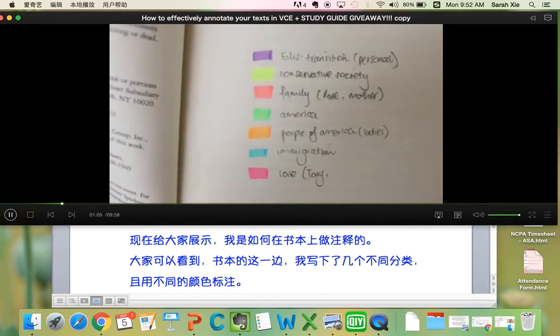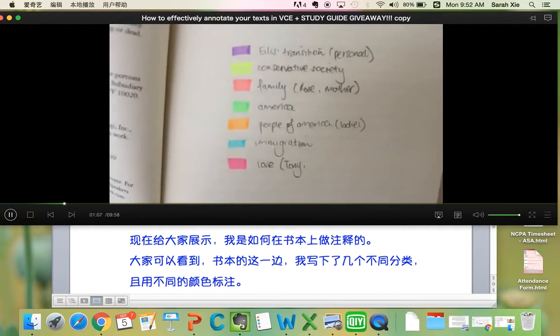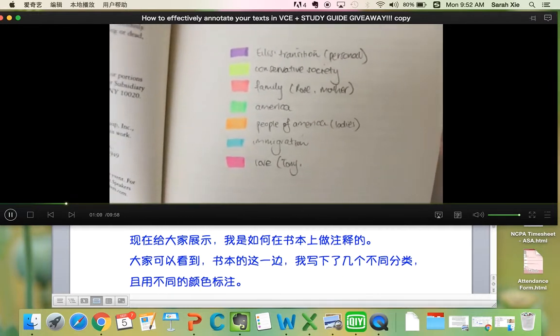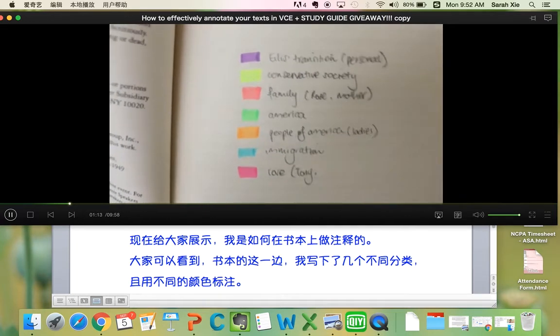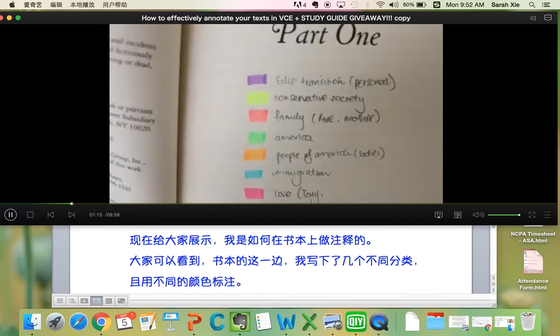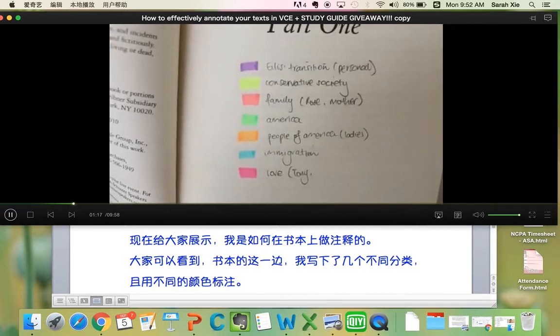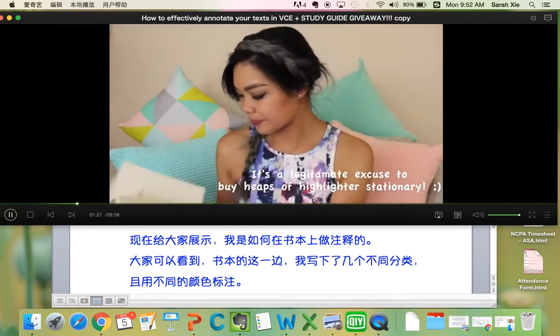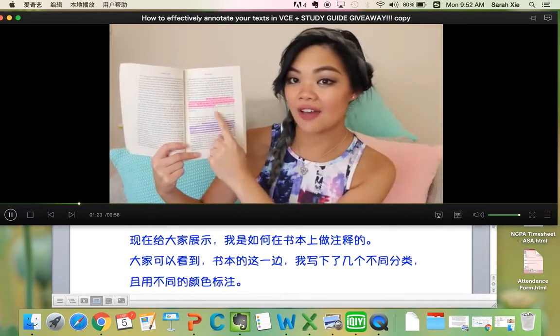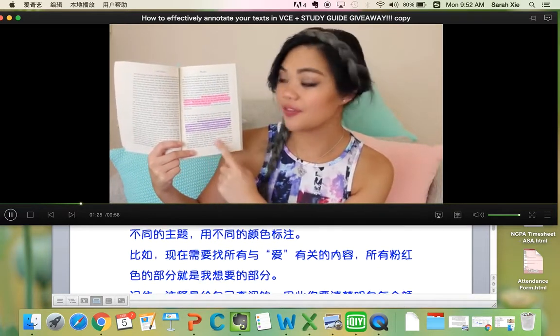Sorry if my hands are shaky, and you can tell that my handwriting is not really on point because I wasn't thinking of sharing this with anybody when I was reading this text. But you can see how I've got different colours and I've allocated certain themes to certain colours. And then if you flick through the book, you can see how I've highlighted different sections with different colours.